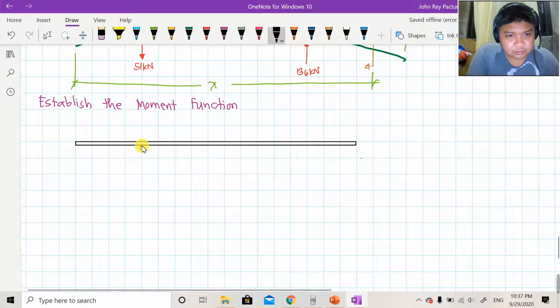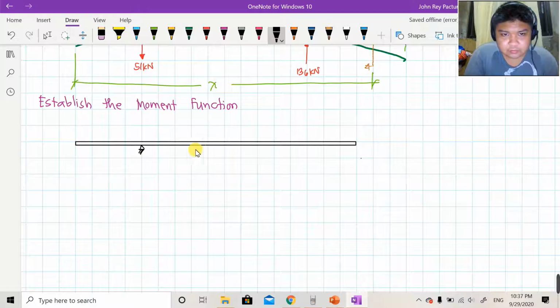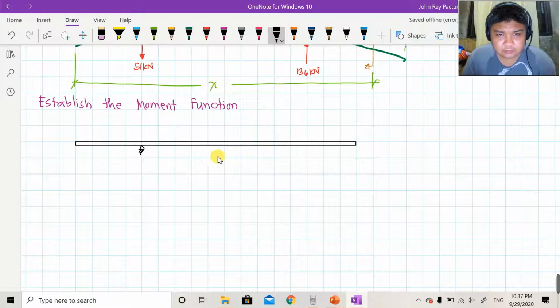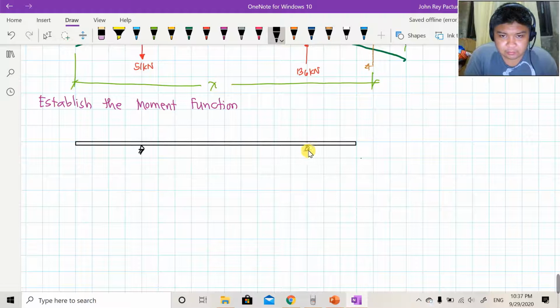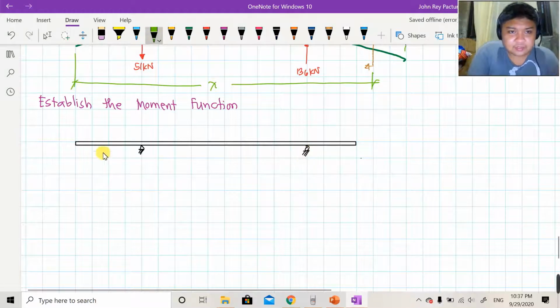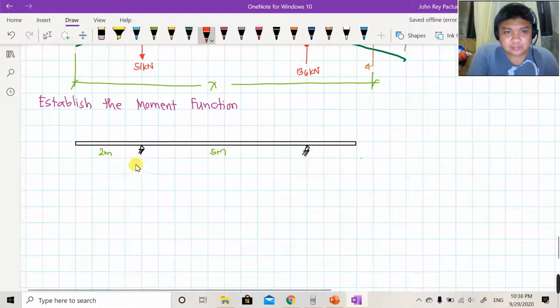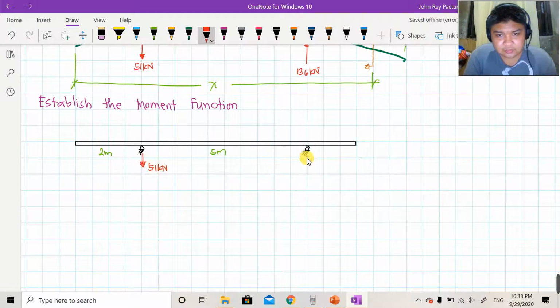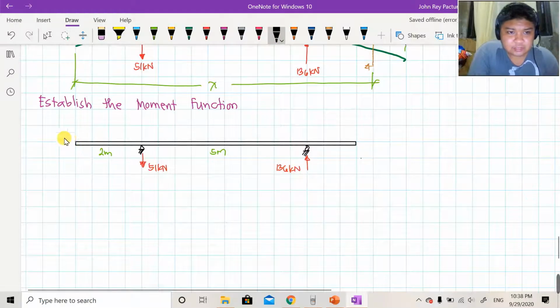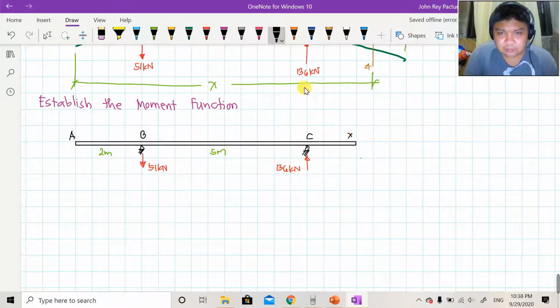So lagay ko lang class yung support. Tapos, wait lang, nagbibilang kasi ako. Ayan. So, halimbawa class, ito yung supports natin. And di ba nga, this is 2 meter, this is 5 meter. So, of course, ilagay natin yung reactions na 51 kilonewton. And ito, pataas as 136 kilonewton. And nakalimutan ko pala, mga points A, B, and C. So, this is point X.